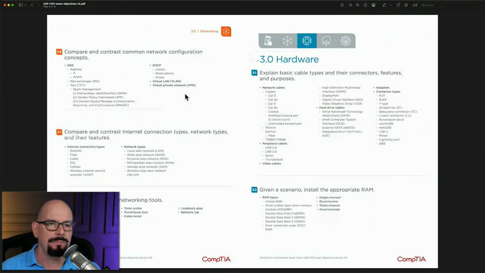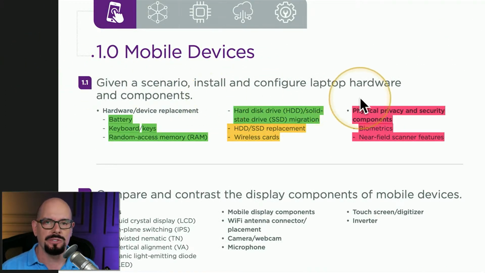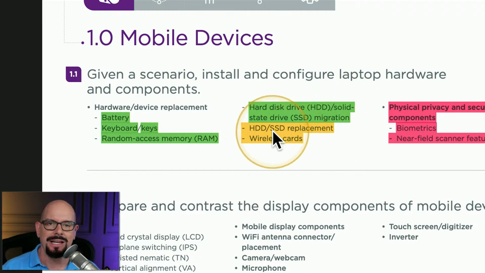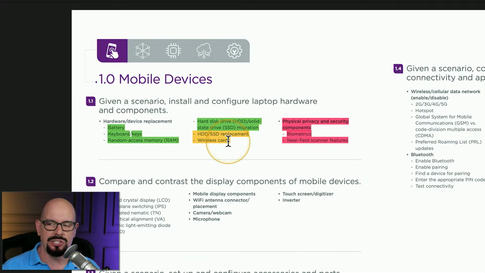We can, for example, let's go to the first section. We'll go all the way to the top. Mobile devices. Given a scenario, install and configure laptop hardware and components, a battery, keyboard, random access memory, hard drive, SSD replacement, wireless cards, we have biometric and near field scanner. Well, that's a good set to start with. Let's study just those things. Don't worry about the rest of the exam. Just study that. Start checking off the things that you know. Okay, got that one down. Got it. Got it. If you can explain this to someone else, you can check it off. That's how good that is.